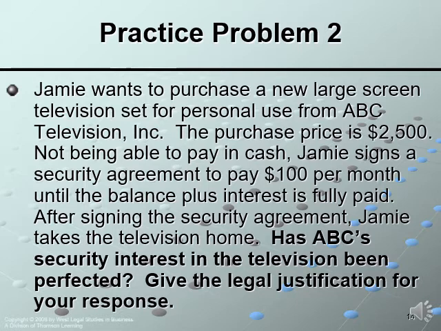So yes, not only has attachment occurred, ABC is also a perfected secured creditor, not just a secured creditor, because it happened automatically with the PMSI in consumer goods. How do we know it's a PMSI? Because the creditor is taking a security interest in what is being purchased. How do we know it's a consumer good? Because it says it's for personal consumption or use.